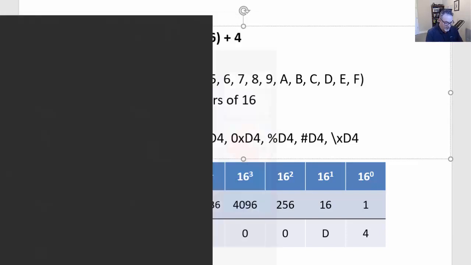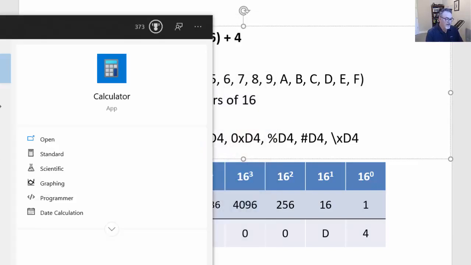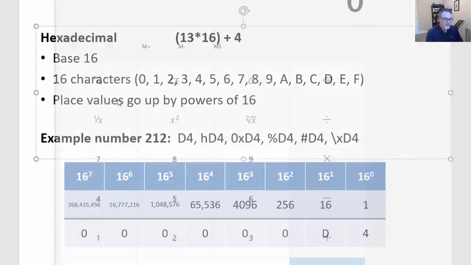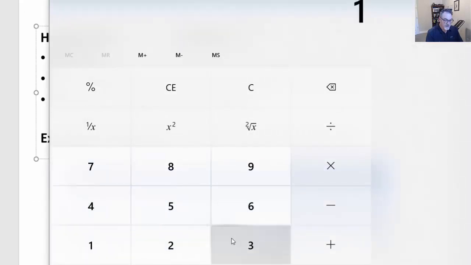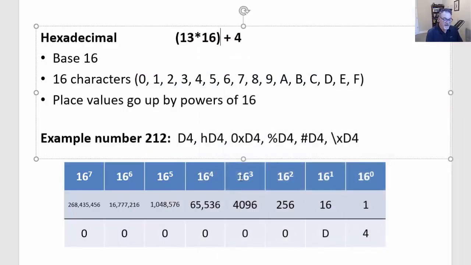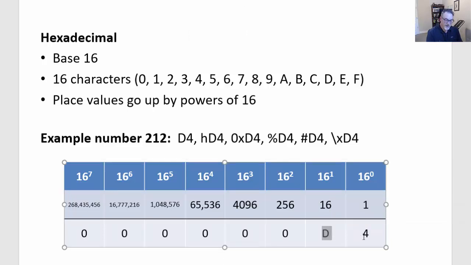And if we brought up a calculator and asked what is 13 times 16, it's 208. So we could verify that. But converting between 212 and hex can be a lot easier than that when you think about the fact that each hex character, like D4 here, is 4 bits. Each character is 4 bits.